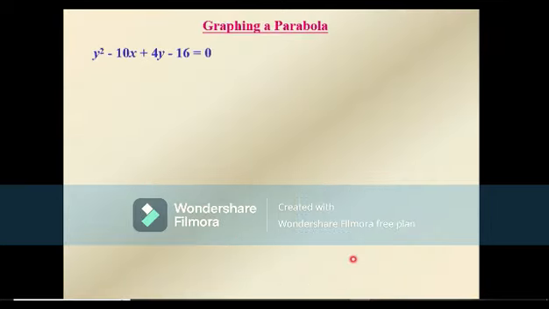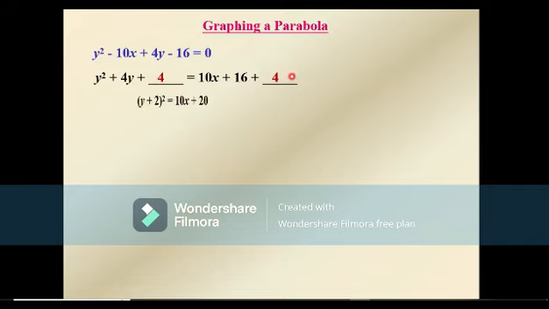Okay. Now, graphing a parabola: y squared minus 10x plus 4y minus 16 equals 0. Complete the square. We have this one. 4y divided by 2, that is 2. Then square 2, that is 4. You add 4 here, you also add on the other side. Then it's already a perfect square. (y plus 2) quantity squared is equal to 10x plus 16 plus 4, that's 10x plus 20. Then (y plus 2) squared is equal to 10x plus 20. The greatest common monomial factor is 10.